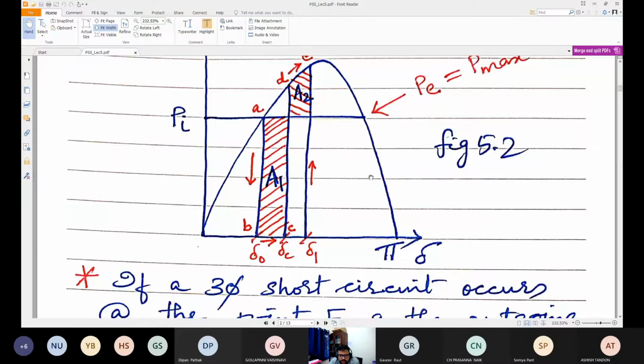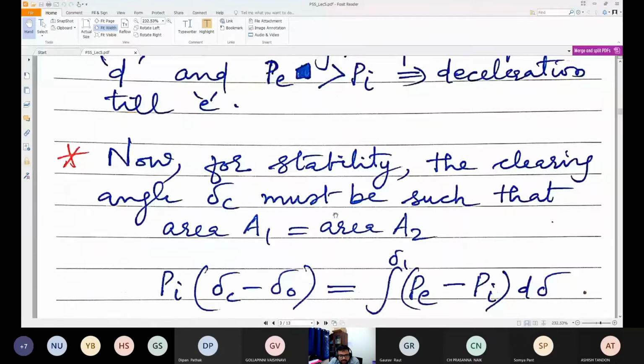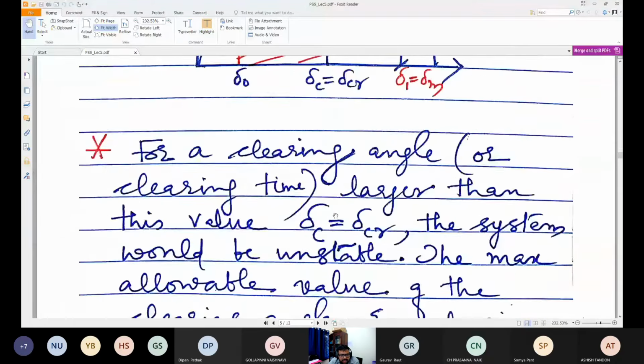So basically this point is your del M. Corresponding to del M, the clearing angle can be at most up to some point to the right of del C, the maximum extent to which the clearing angle can happen so that A1 equals A2. That condition we have taken and we have found the del CR at this point, and the corresponding time is TCR. Now the second case is what will be discussed now.